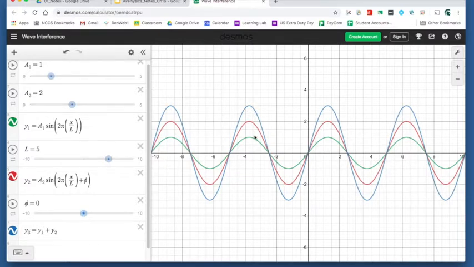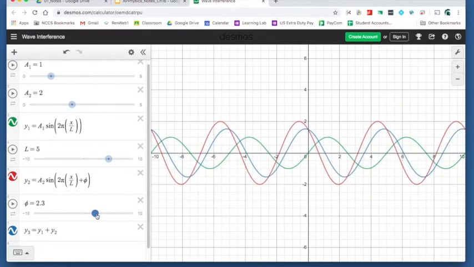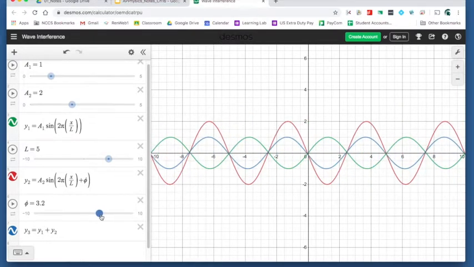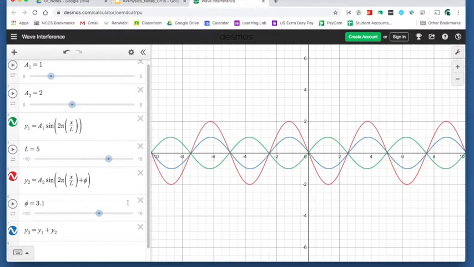All right, so now the blue wave represents the sum of the two waves. Notice it says y3 equals y1 plus y2. So basically the blue curve, y3, is the sum of these two. When the two curves are in phase, I get a much higher resulting amplitude. Whereas if I move them out of phase, notice that the amplitude of the blue curve is lower than the red curve. It actually matches the green curve.